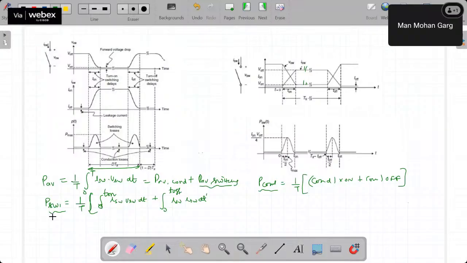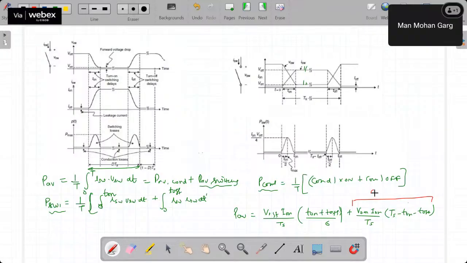So if you simplify this circuit and write the final equation, the losses come out to be V_off I_on upon Ts times (T_on plus T_off) upon 6, plus V_on I_on upon Ts times (Ts minus T_on minus T_off). Certainly we have taken assumptions, like some of you messaged me in the chat box also. Here I_off, the leakage current, is normally 0, so we have also considered it 0 in this derivation. So what we see here is that this is the conduction loss.